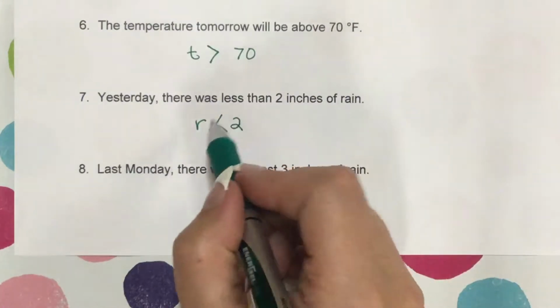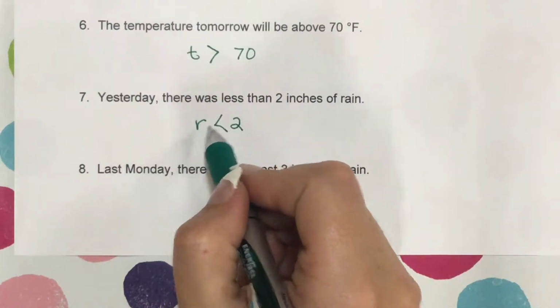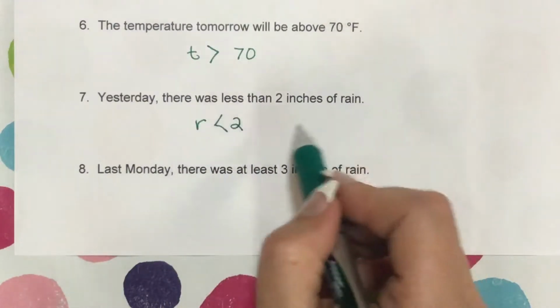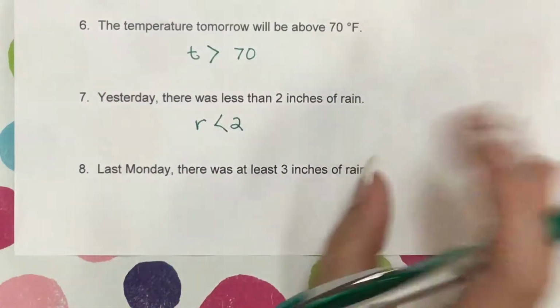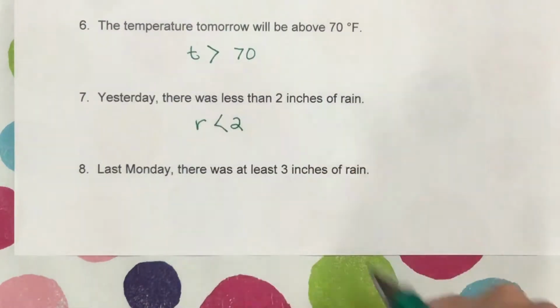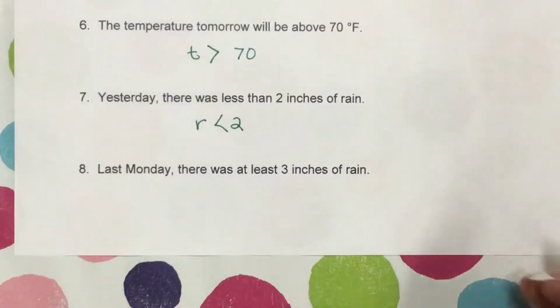And it was less than 2, so the level of rain was less than 2. There was less than 2 inches of rain. It doesn't say that it equals 2, it says it's less than. So we're going to say the rain was less than 2. Okay, that's how we'd write the inequality.